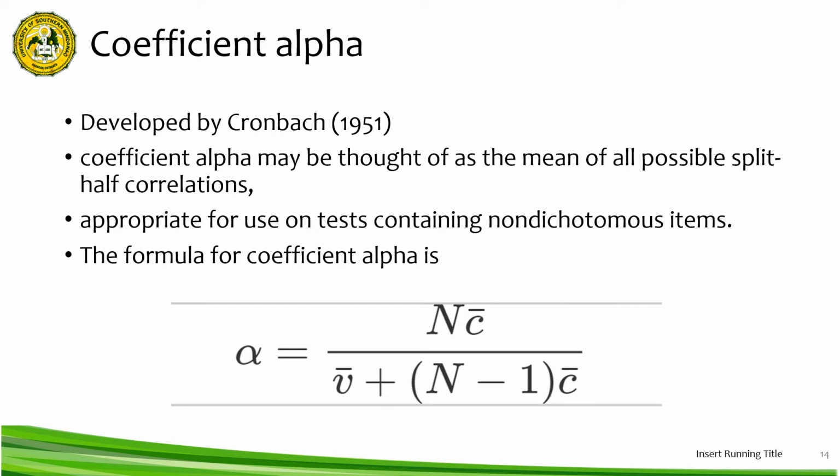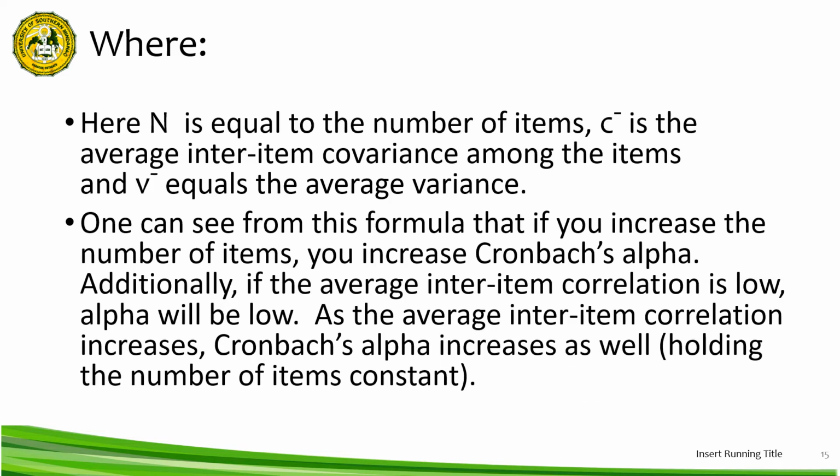The formula for coefficient alpha is below. So this is the formula of coefficient alpha, where N is equal to the number of items, C is the average inter-item covariance among the items, and V equals the average variance.